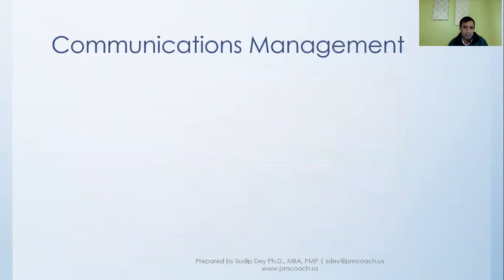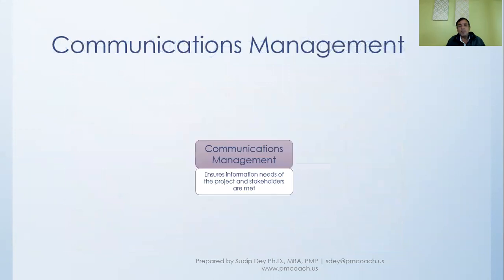Now, communication management, if you look at an overview, is about ensuring information needs of the project and stakeholders are met. What it really means is that we are providing the right kind of information, the right amount of information at the right time about the project and what they're looking for. To do that, we'll look at 3 processes.